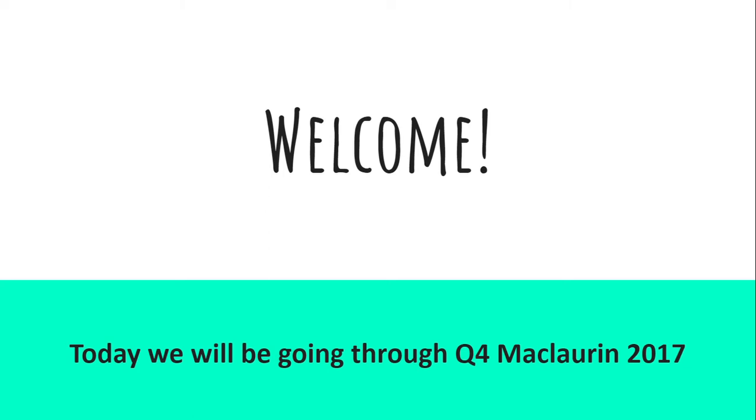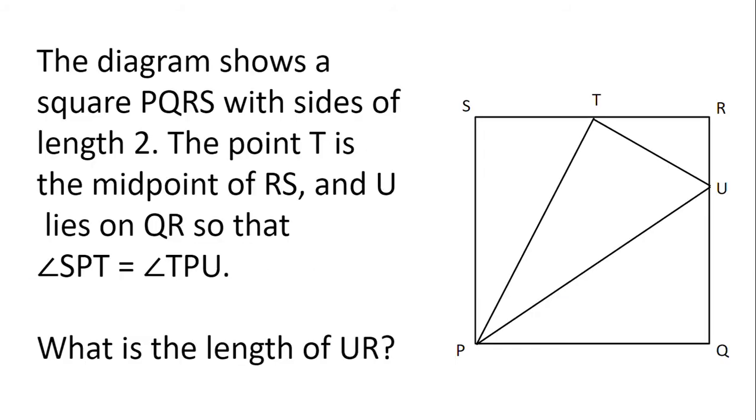Welcome. Today we will be going through question 4 of the Maclaurin Olympiad 2017. The diagram shows a square PQRS with sides of length 2. The point T is the midpoint of RS and U lies on QR, so that angle SPT equals angle TPU. What is the length of UR?